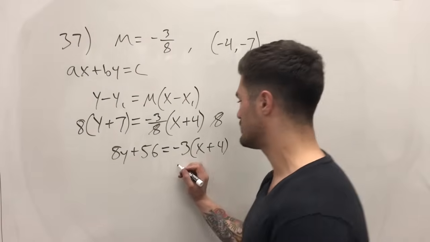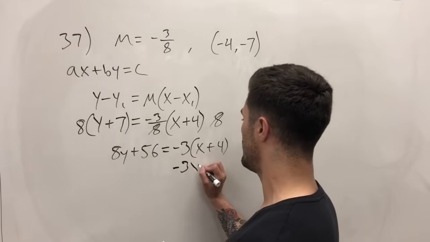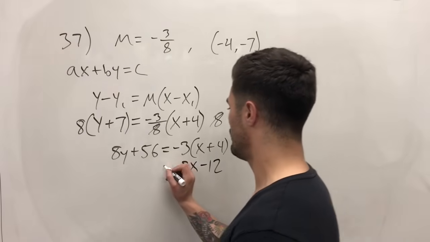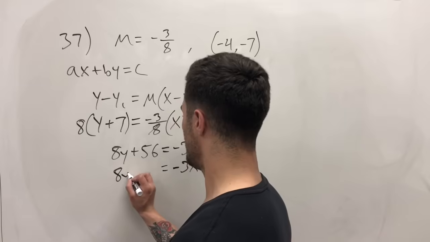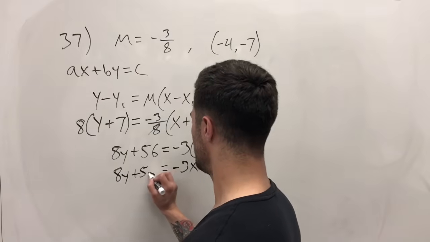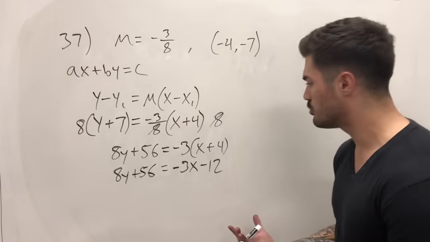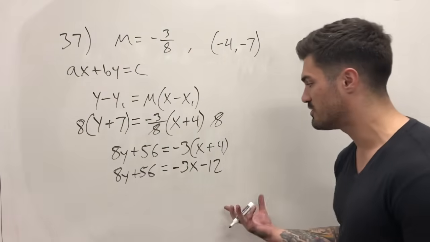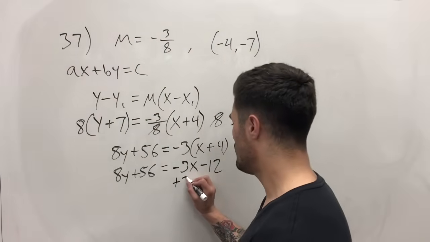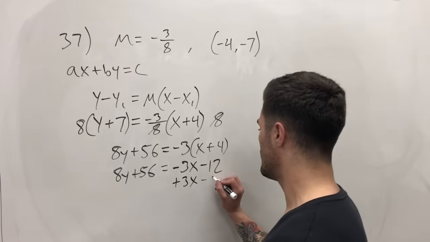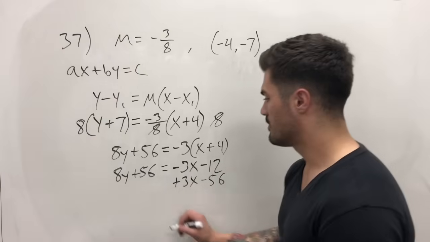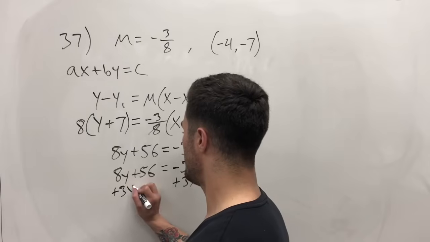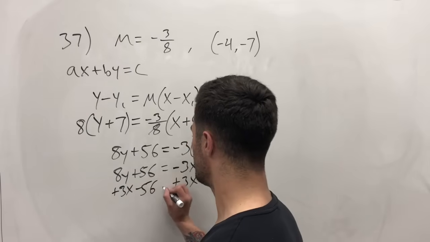So I'm going to go ahead and distribute this negative 3 now. So I have negative 3x minus 12, and this still equals 8y plus 56. And now I really have like 2 more steps left. I need to add 3x to both sides and subtract 56 from both sides. So I'm going to do that in one step. Plus 3x minus 56. I think I can handle 2 steps for this one.